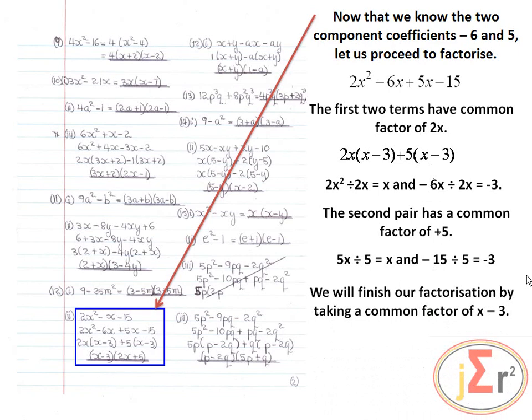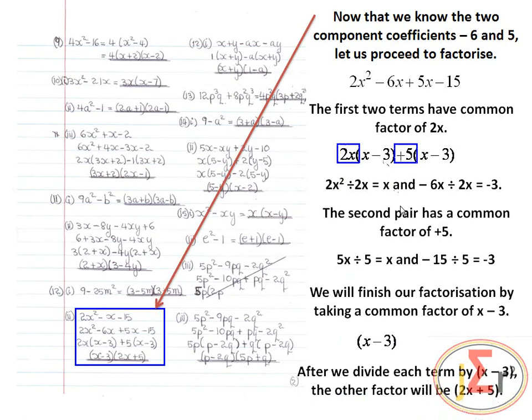We will further our factorization by taking a common factor of x minus 3. So we will take a step further and finish up our factorization by taking a common factor of x minus 3. And what do we know? After dividing each term by x minus 3, the terms that will occupy the next pair of brackets will be 2x plus 5.